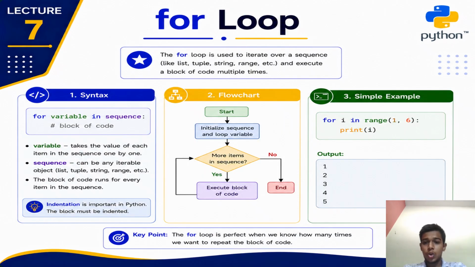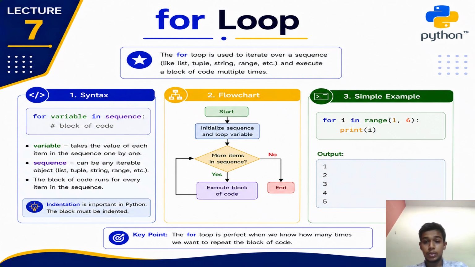Now let's talk about the for loop, which is one of the most commonly used loops in Python. A for loop is used to repeat a block of code by going through a sequence one item at a time. So what is a sequence? The sequence can be a list, tuple, string, or range. The for loop takes each value from the sequence and executes the same block of code for every value.